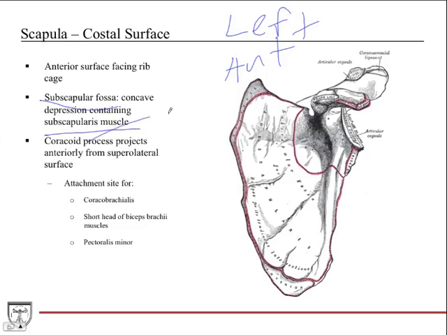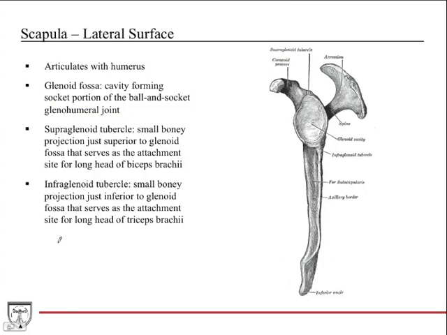Then we have the coracoid process, which is this bony projection that pushes out anteriorly from the superior lateral surface, and it serves as an attachment site for three muscles, the coracobrachialis, short head of the biceps, and then the pectoralis minor.